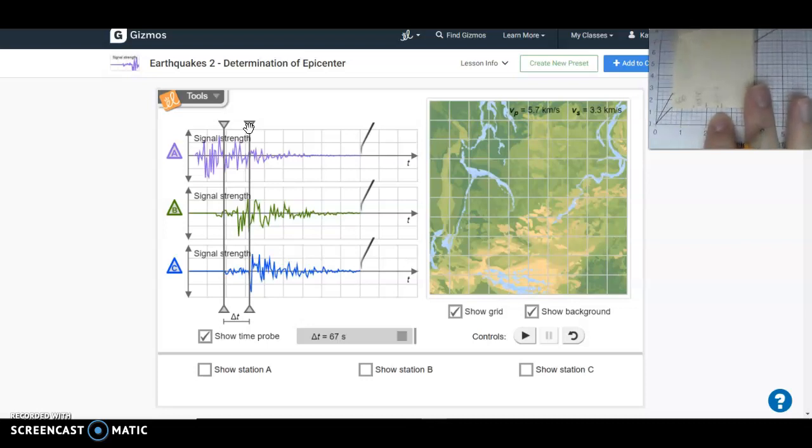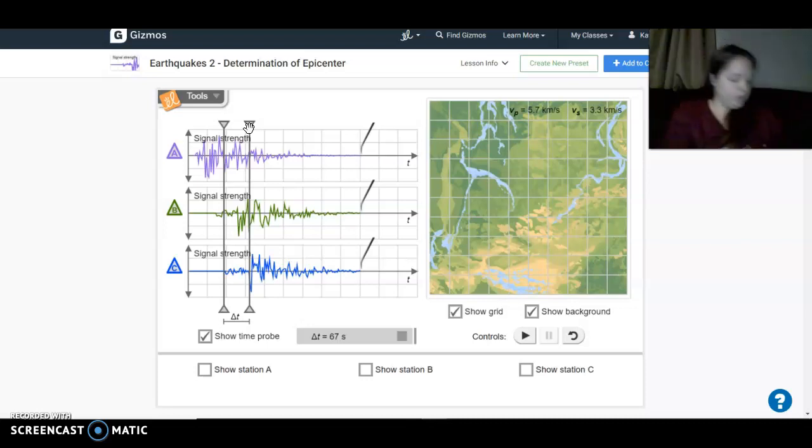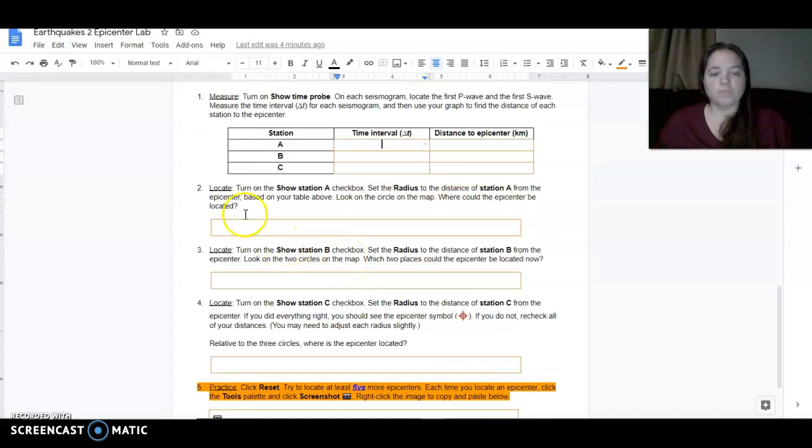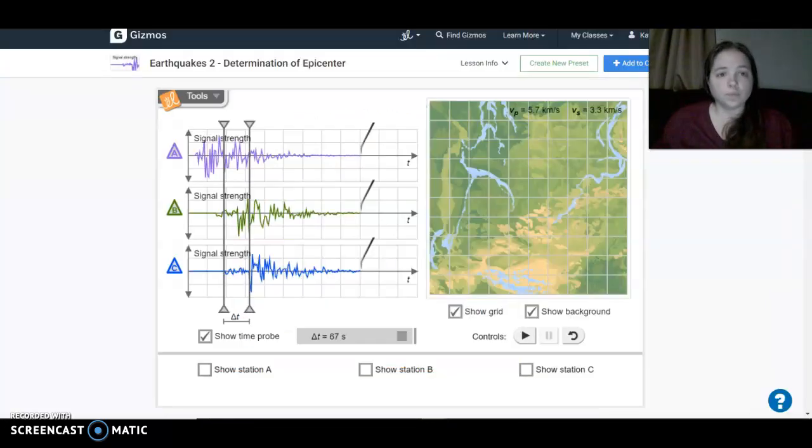You can see I do have it sideways. It's 600. So I've recorded all that stuff down, just what you would have done. I would have written the times down, so I would have put 20, 60, 70 seconds. Distance to epicenter, I would put 200, 400, 600. So what I'm going to do now is plug in my results into this graph.